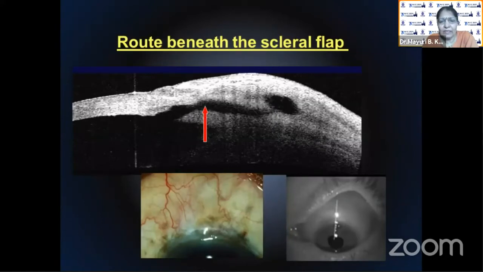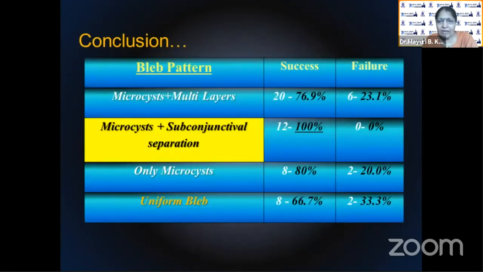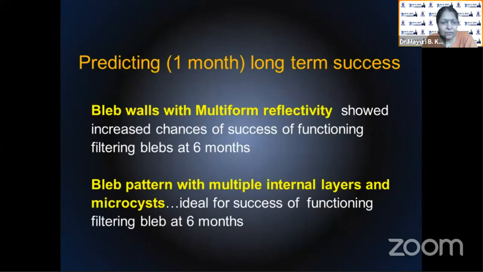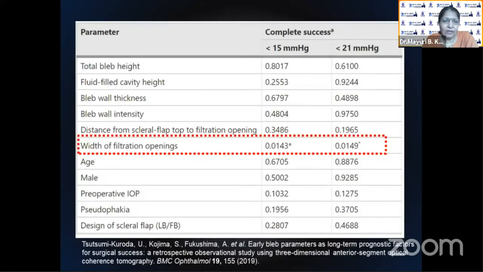Now, the route beneath the scleral flap doesn't make any significant difference as far as failure and success are concerned. So these are our results. And as I said, the microcyst with the subconjunctival separation in the early phase shows a 100% success rate at the end of 6 months. So you can predict at 1 month the long-term success. The bleb wall with multiform reflectivity shows the highest chance of success.